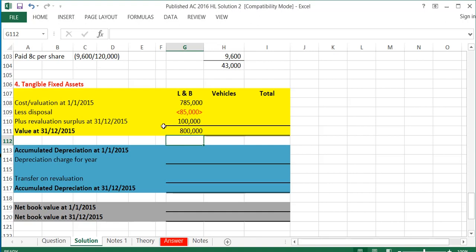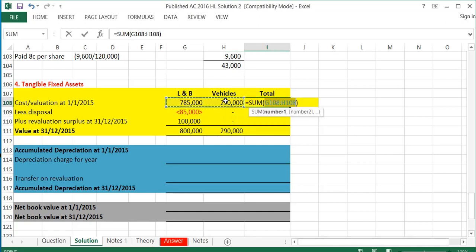So again, this is just all the cost here in yellow. The cost of vehicles at the end of the year was 290,000, but there are no vehicles bought or sold during the year, so the cost at the start of the year must also have been 290,000, because there is no disposal and no revaluation there. So I'm just going to add all these across.